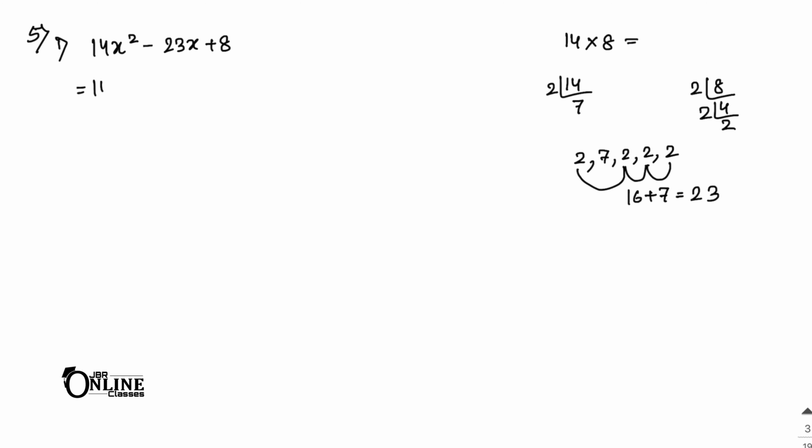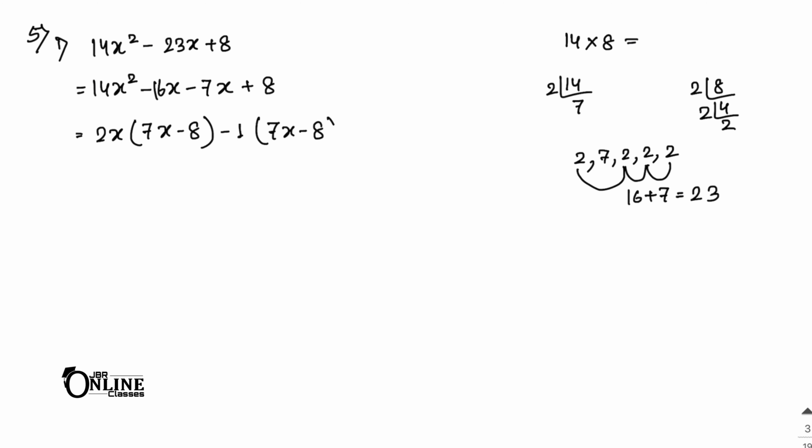So here you can write 14x square minus 16x, then again minus 7x plus 8. As here 2x is common, so 7x minus 8, and as here only 1 is common, minus 1, so again 7x minus 8. So here the first factor is 7x minus 8, and the second one is 2x minus 1 as your answer.